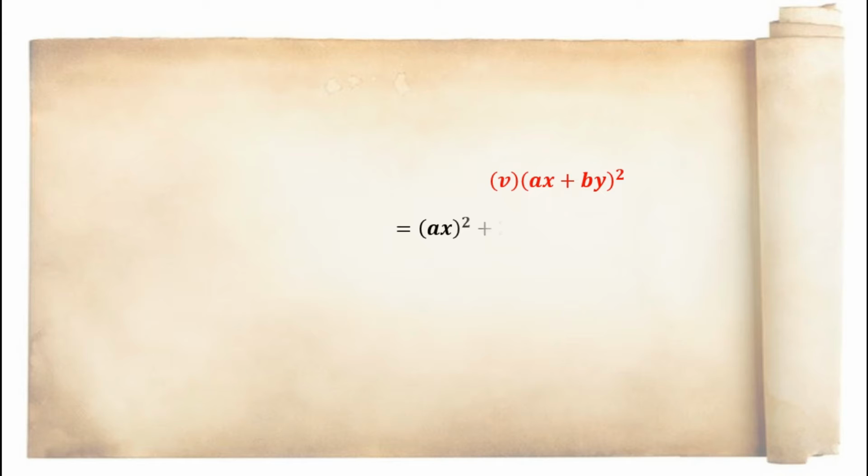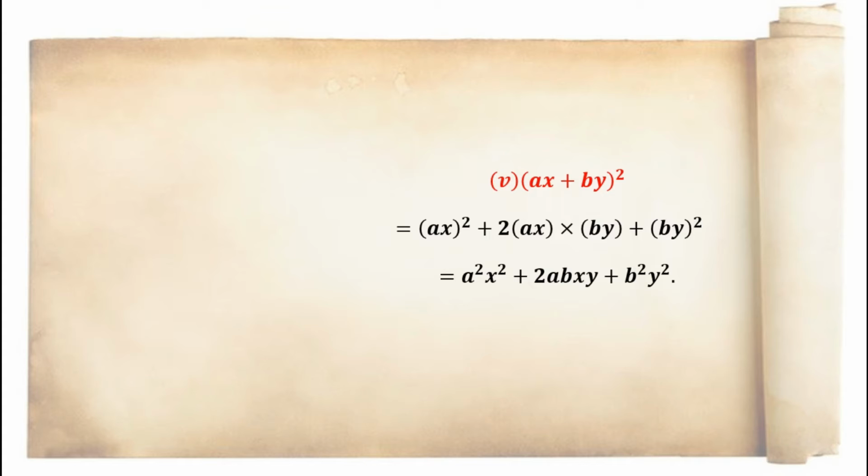Okay, now we'll move to the next question, question number 5 is on your screen, and that is (ax plus by) raised to 2, and you will see that (ax) raised to 2 plus 2 ax into by plus (by) raised to 2. Okay, so here is a raised to 2, x raised to 2 plus 2abxy plus b raised to 2 and y raised to 2. Okay, like this.